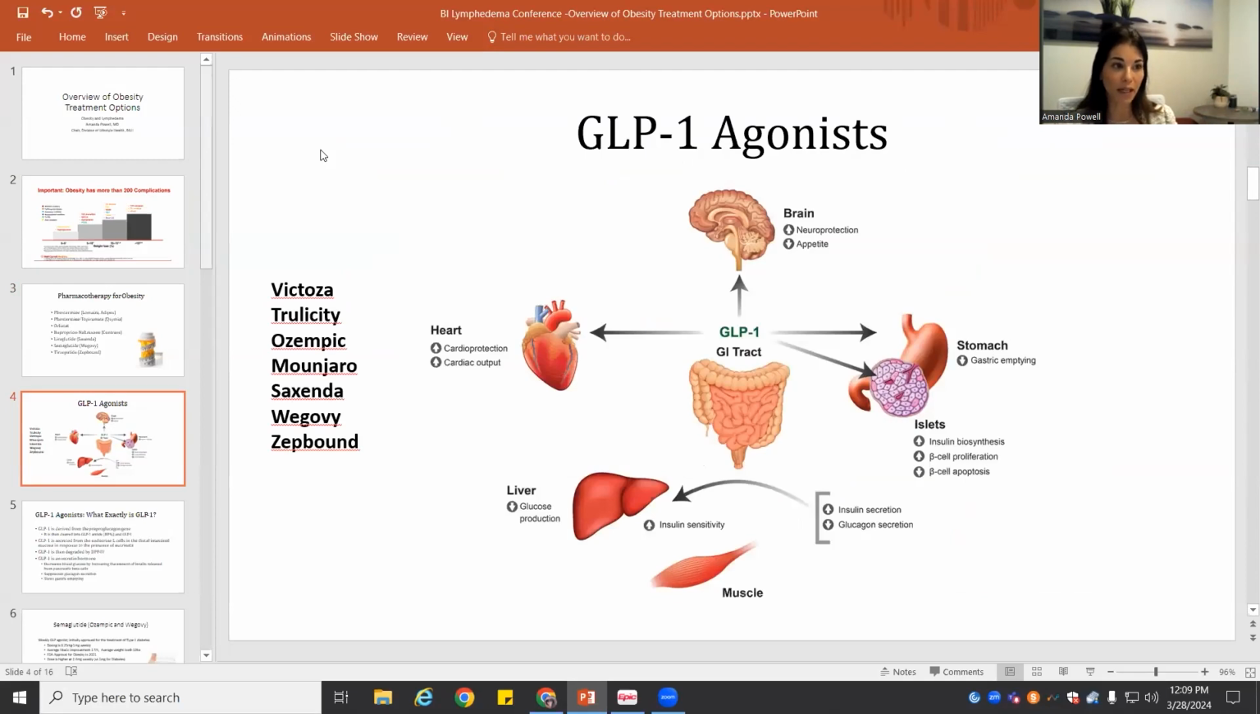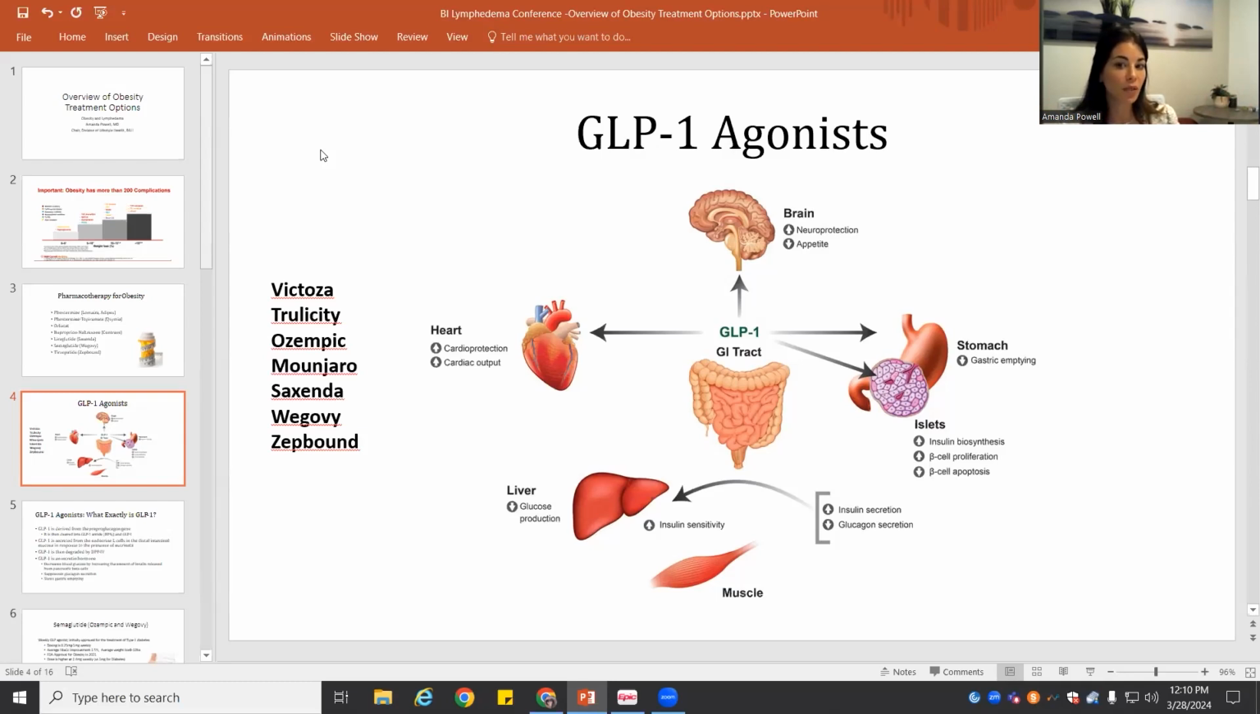So GLP-1 agonists are the most common drug that we're using today in obesity. These drugs are known as Trulicity, Ozempic, Mounjaro, Saxenda, Wegovy, you name it. There's lots of different drugs on the market. We're going to talk about the ones approved for obesity. But essentially, GLP-1 is a gut incretin hormone, and it has a meaningful impact throughout the body. So the GLP-1 receptor is found in multiple areas of the body, including the brain, the stomach, the intestines, the liver, and then the heart.